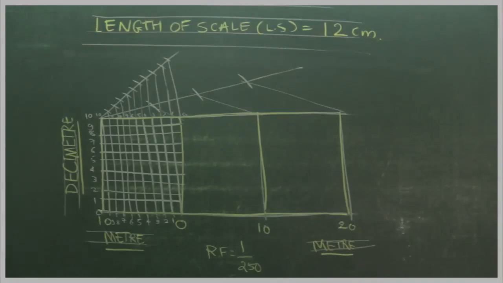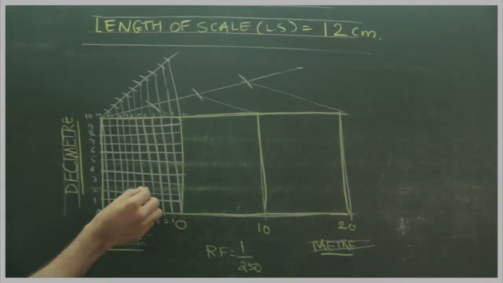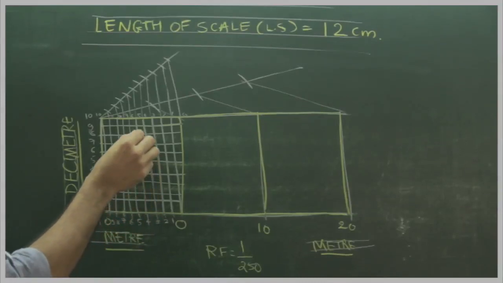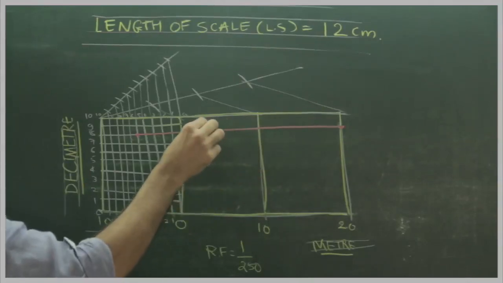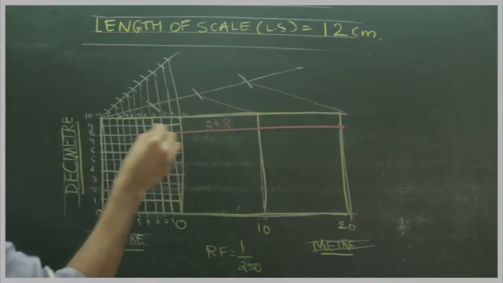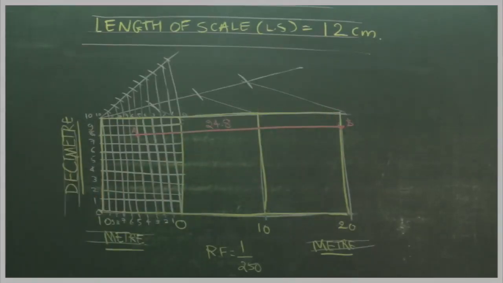So now for quadrilateral ABCD, we want AB to be 24.8. So how will we mark 24.8? We'll take 20 from here. Then we'll take 1, 2, 3, 4. Right? So it is 24. Then 1, 2, 3, 4, 5, 6, 7, 8. So from this point to this point, this is 24.8. I can name this AB. So we have marked AB 24.8. So this is 24.8 meter.